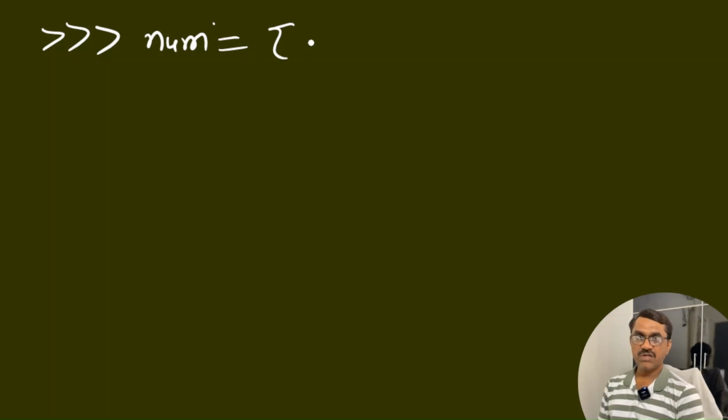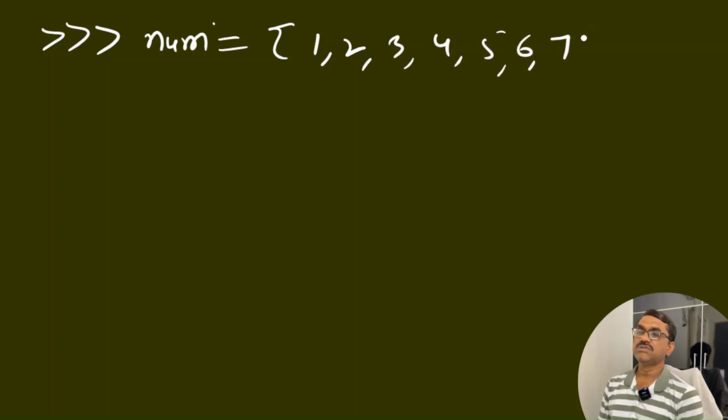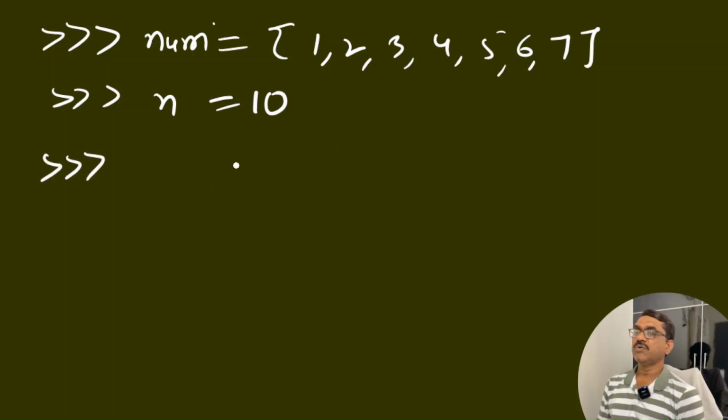Let us take another example. Let us take the list. Just now I used the string as a sequence. Here I'm using the list num equal to, for example, the numbers 1, 2, 3, 4, 5, 6, 7. Now I'm taking some value n equal to 10. Here I'm going to use the membership operator n in num.